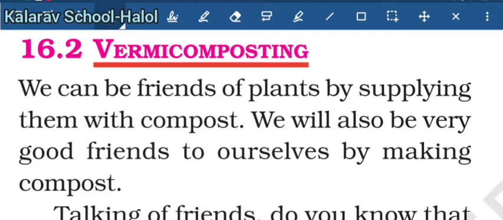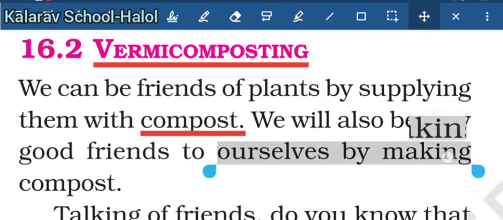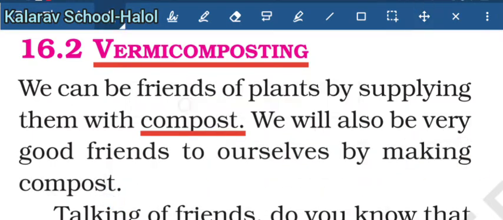As we know, we can be friends of plants by supplying them with compost. Compost is the substance which provides nutrients to plants. So we can also make compost by ourselves.